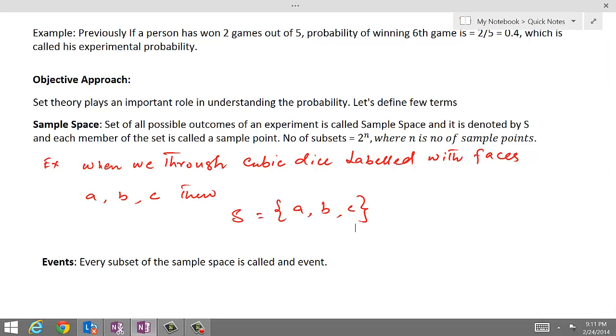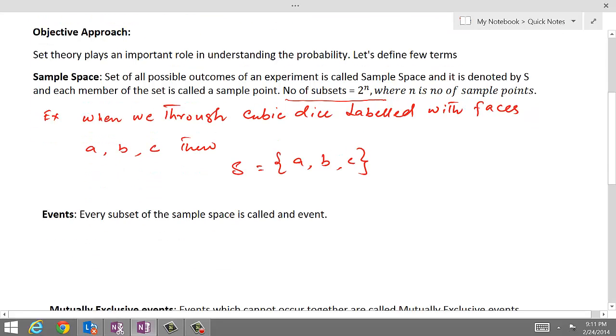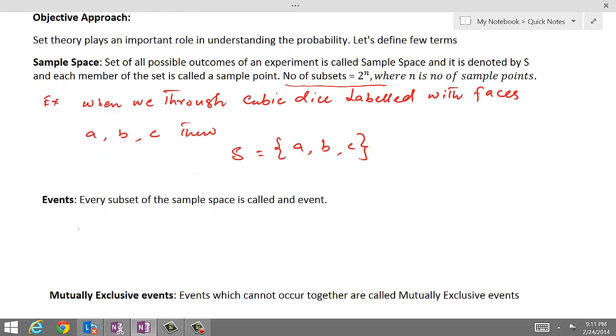Event. Every subset of the sample space is called an event. As we have defined here, the number of subsets would be 2 power n, where n is the number of sample points. So 2 power 3 in this case, which is equal to 8. So there will be 8 events. Let's list all the events, meaning all the subsets of this sample space.